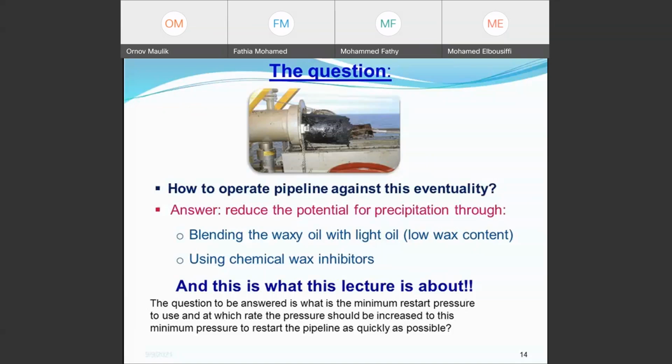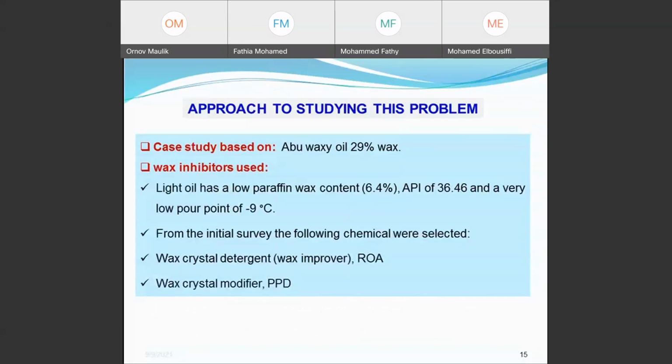So the question to be answered is what minimum restart pressure to use, and at which rate the pressure should be increased to this minimum pressure to restart the pipe as quickly as possible. This slide shows the approach to studying this problem.